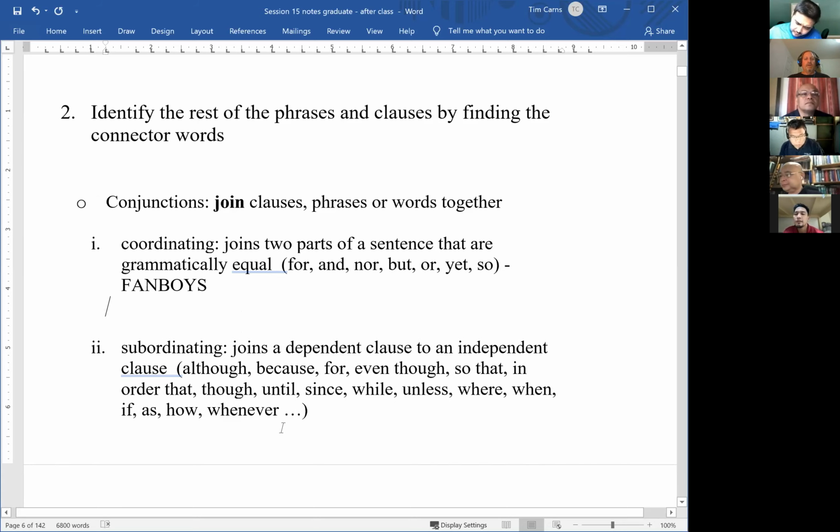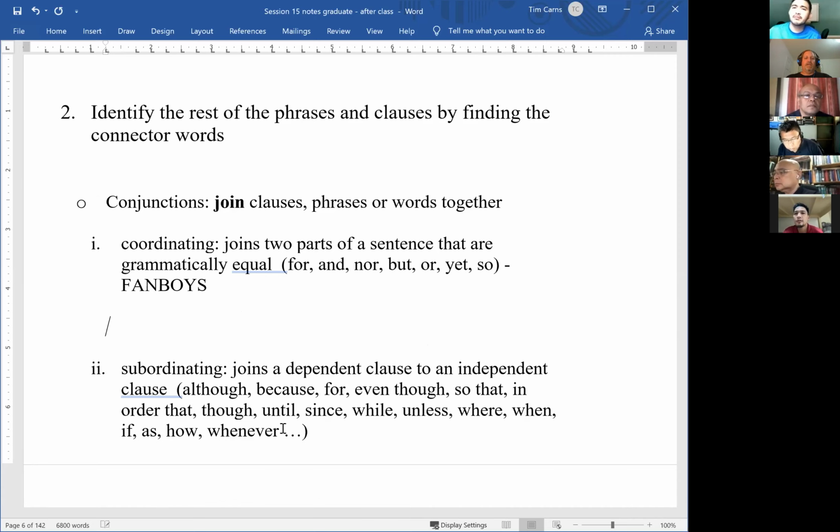And again, grammatically equal. So for example, one could say, I am hungry and I am thirsty, all right? I'm not the most creative writer of examples, so I apologize for that, but you'll get the idea.